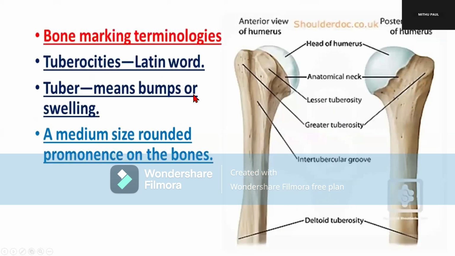The next feature, a little bit more in size, the projection is known as tuberosity. Again, it's a Latin word, tuber, meaning bumps or swelling. And this time the swelling is a little larger than the tubercle, such as one bigger and one smaller bony elevation lying on the upper end of the humerus. They are medium in size, and when two are present, one of them is larger than the other. So these are the tuberosities. One is the greater tuberosity and the smaller one is the lesser tuberosity.